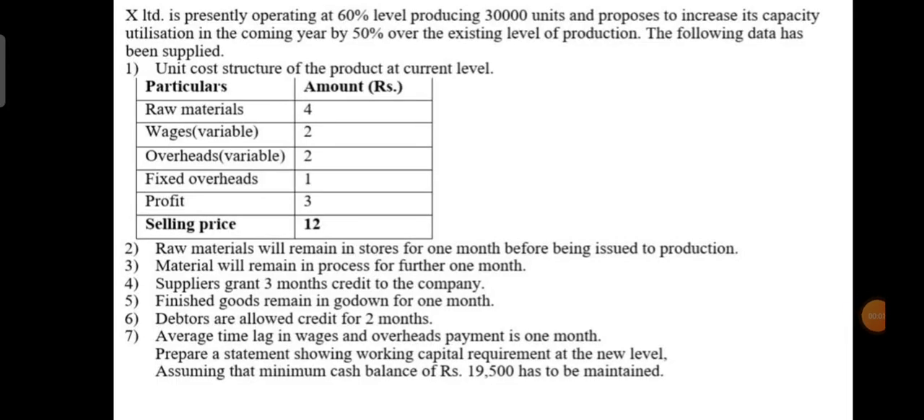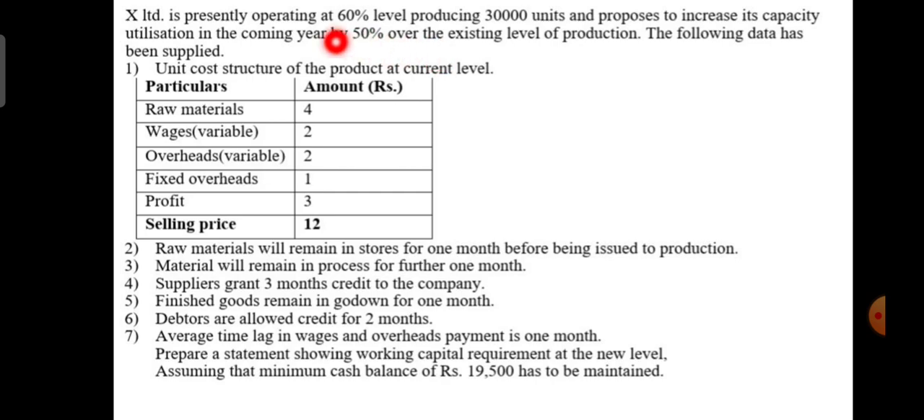Hi everyone, this is the fifth problem in components of working capital method for estimating the working capital requirement. Let us look into the problem. X Limited is presently operating at 60% level, producing 30,000 units and proposes to increase its capacity utilization in the coming year by 50% over the existing level of production. So now they are producing 30,000 units and they want to increase their capacity by 50%. So 30,000 plus 50% on 30,000, so 15,000 plus 30,000, 45,000 is the new level of production.